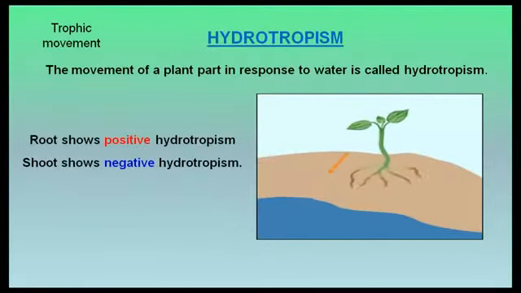Hydrotropism. The movement of a plant part in response to water is called hydrotropism. Root shows positive hydrotropism, shoot shows negative hydrotropism.